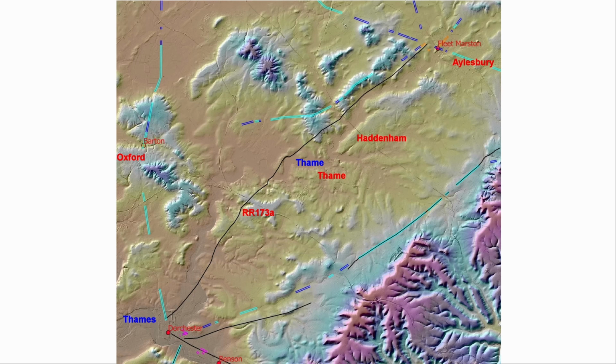Now onto the fourth road, Roman Road 173A, which was suggested by the Viatores. You can understand their reasoning for coming up with this route. You've got a town at Dorchester, you've got a town at Fleet Marston. They've looked for straight sections of the road in between those two towns and then joined them together. Unfortunately, I don't agree with what they have come up with.